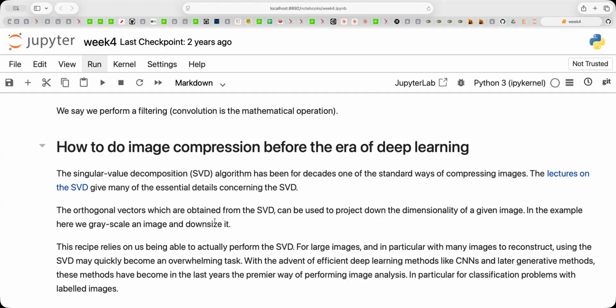Now, suppose you have a 100 by 100 matrix. When you decompose it, you get 2 orthogonal matrices, which you then can use to downsize an image. So the singular value decomposition algorithm was the standard way of doing image compression. You would perform a singular value decomposition on the image and downscale it. If it's a 100 by 100 image, suppose you only keep the 5 eigenvectors with the largest singular values, and you could use these 5 eigenvectors to construct an image.